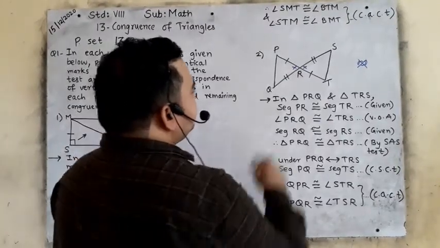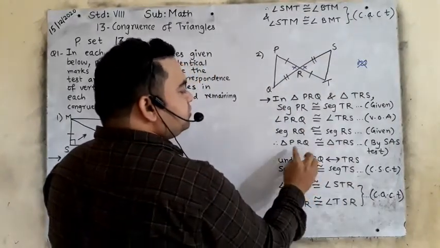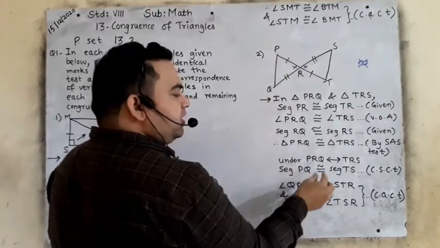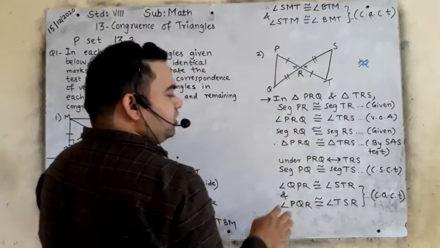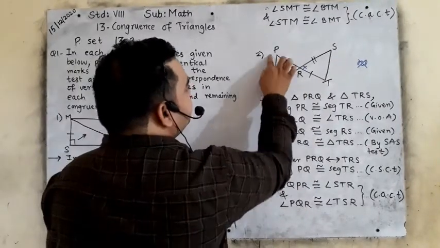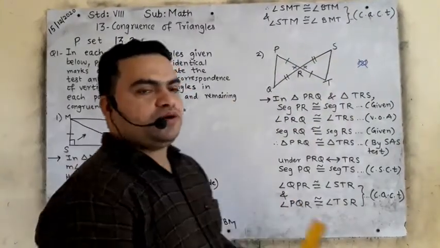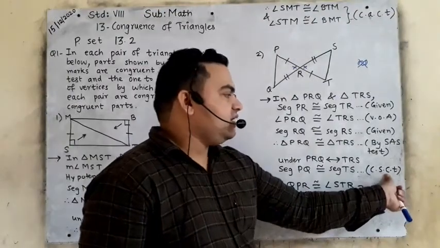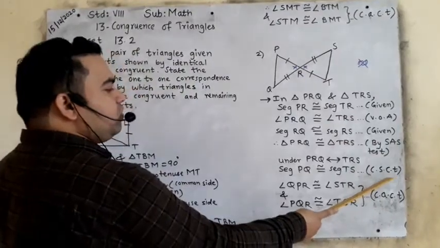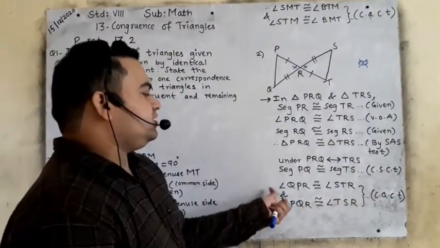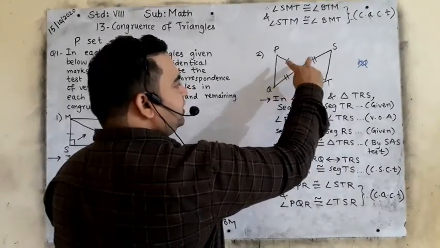Now see, under PRQ, so TRS, the order is perfect. So these two triangles are congruent to each other by order of correspondence PRQ, so TRS. Segment PQ is not given here, so segment PQ will be congruent to segment TS. Why? Because corresponding sides of congruent triangles are congruent to each other. Therefore, for the remaining angles, these two angles are congruent because they are vertically opposite angles.